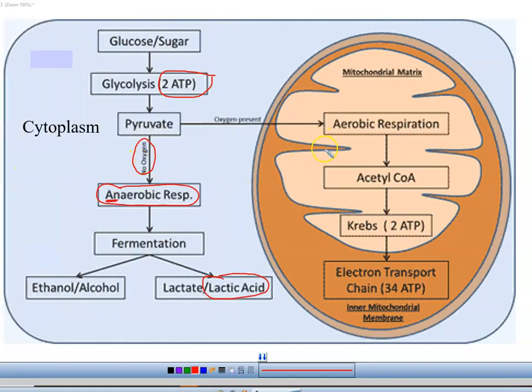And if you have had a biology course, you might have had to do the Krebs cycle and all that stuff. We're not going to do that. We're just going to know that if you've got oxygen, now we've got the mitochondria involved. And that is where the majority of our ATP is going to be made.